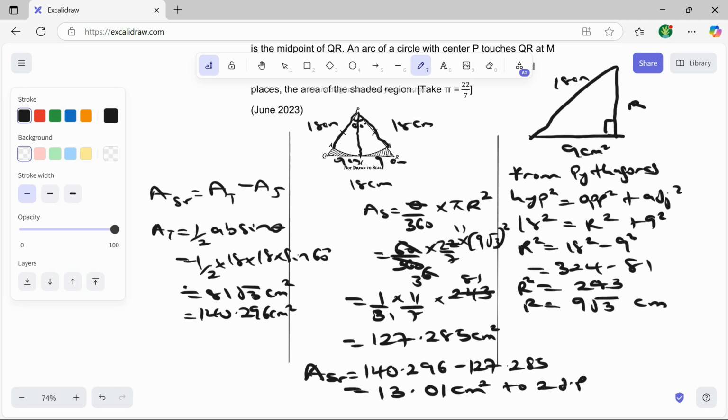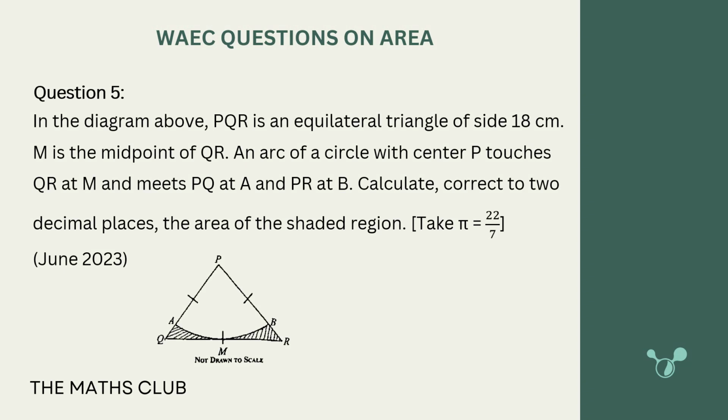The trick here is knowing that this length here is not going to be 18, but you can find the length using this guy here, because from here to here is the same thing as the radius. And you can use the Pythagoras theorem to find what that radius is. So you can see that Pythagoras theorem is very, very integral. So many questions now, all using Pythagoras theorem. Let's see if the answer is correct. Great. 13.01 centimeters squared to 2 decimal places.